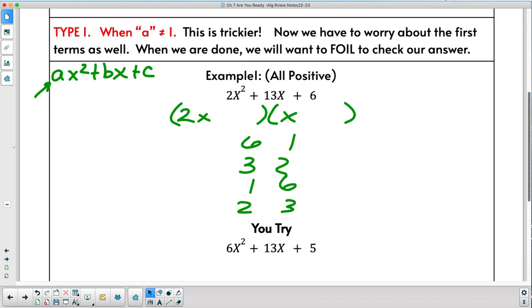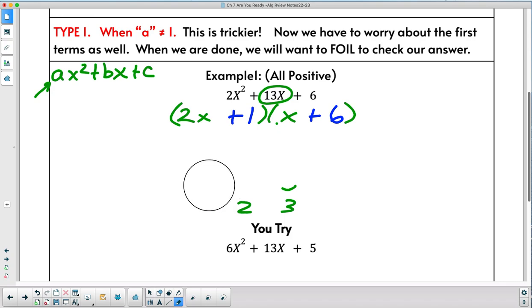So I got to start thinking, how would I want to do that? I got to get to 13. All these make 6, but I got to make 13. 6 times x and 1 times 2 is 8. But if I flip-flop 1 and 6, that would work. So I could go 1 here and a 6 here. And they're both positive. So 6 times 2 is 12. 1 times x is 1x. So that allows me to get my 13.